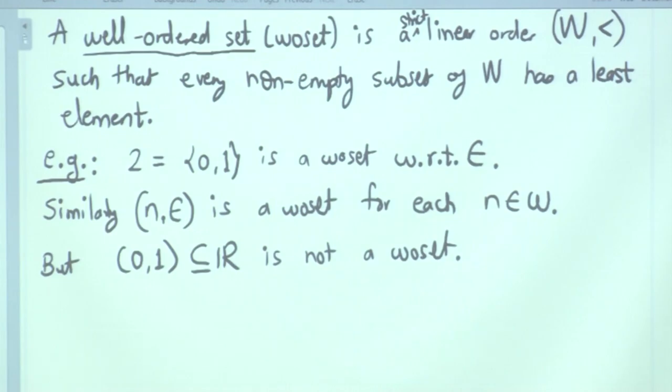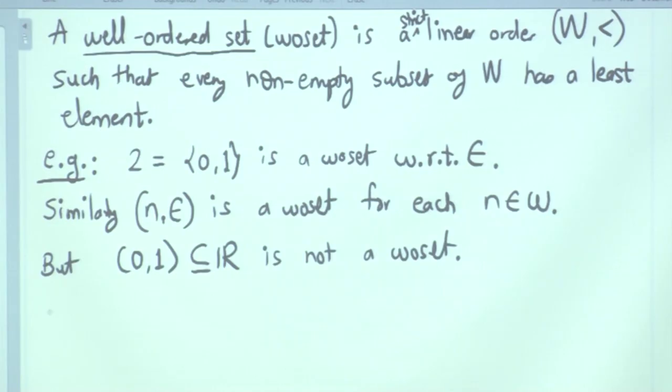Is the set of real numbers well-ordered? Rational numbers? Integers? Yes and no. Yeah, no. Integers is not, because the whole set of integers does not have a least element. Okay, so well-ordered sets are scarce.